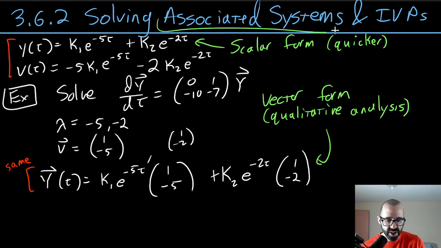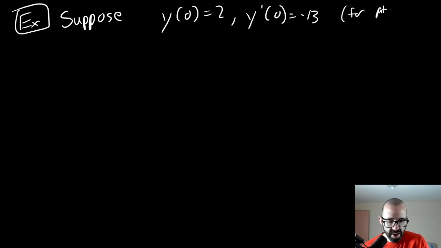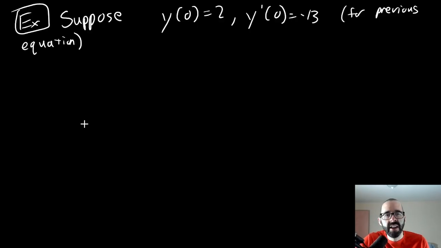Okay, we solved the associated system. Now, again, I want to briefly show you how to solve initial value problems. You probably already know what to do, but let's look at an initial value problem for the last example. Suppose I told you that y(0) equals 2 and y'(0) equals -13 for the previous differential equation, the damped harmonic oscillator, the only example that we've worked in this entire section. All right, well, what do we do?